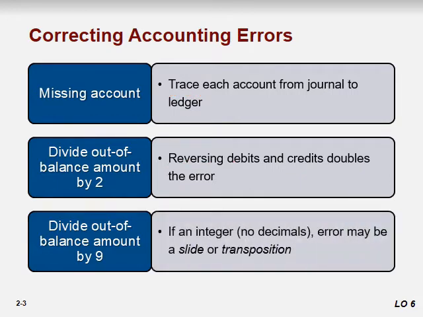The last one is to divide the out of balance amount by 9, if an integer, the error may be a slide or transposition. For example, you want to write 72 but you write 27, right? So this is how you can just reverse the amount, and you can see which side you want to increase or decrease.